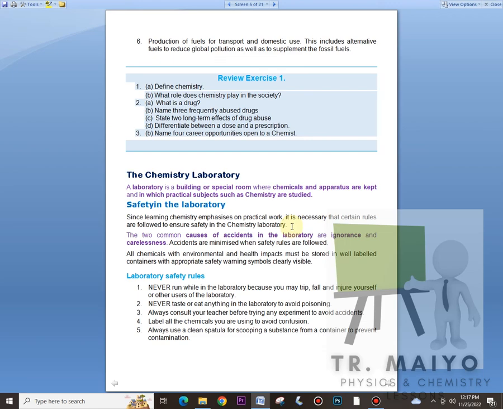Now always label all the chemicals you are using to avoid confusion. That is it. Always use a clean spatula for scooping substance from a container to prevent contamination. Najua ujui spatula ni nini? Spatula ni kijiko ya kutumia kwa lab ya kuscoop chemicals. For example, ati umetumia kijiko kuscoop chumvi, then the same kijiko umetumia kuscoop sukari. Hiyo sukari umecontaminate. That is the same thing that happens in the lab.